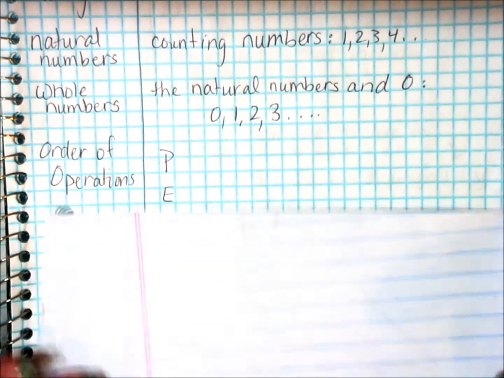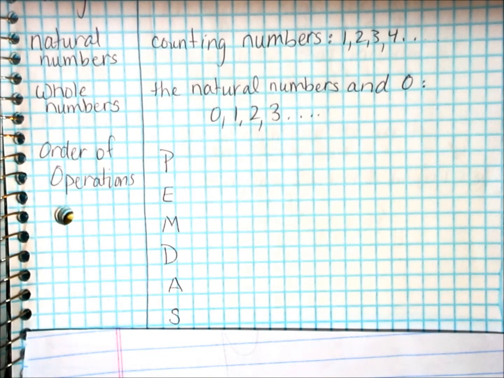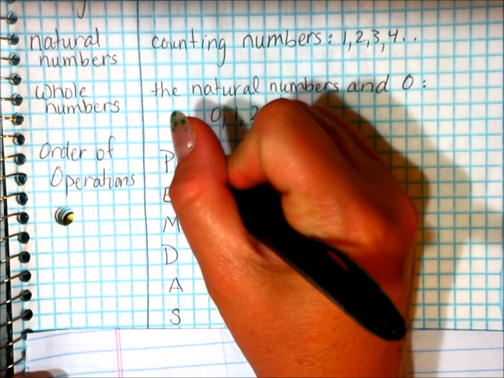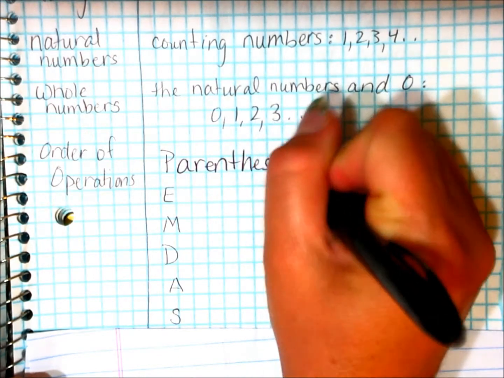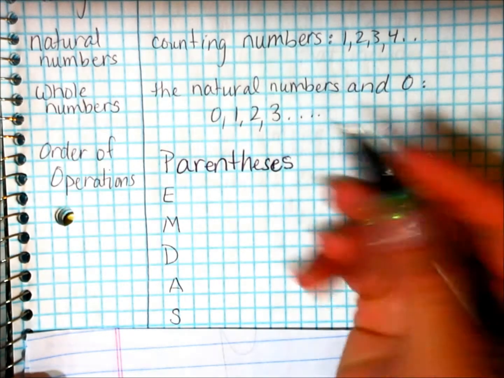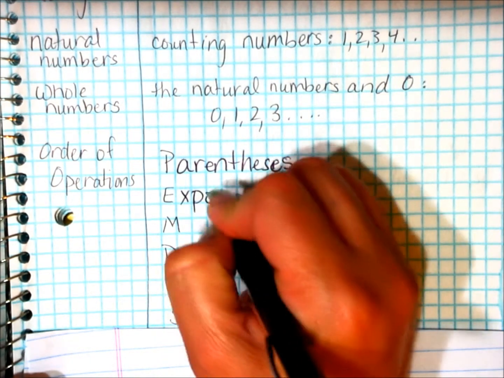Now, order of operations, which I hope most of you are familiar with. PEMDAS is one. Please excuse my dear Aunt Sally. Something that you've learned to help you remember the order of operations. P is your parentheses. E is exponents.